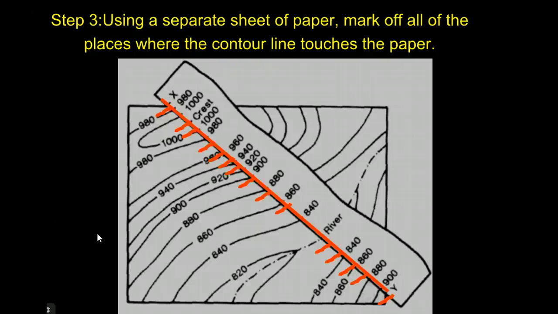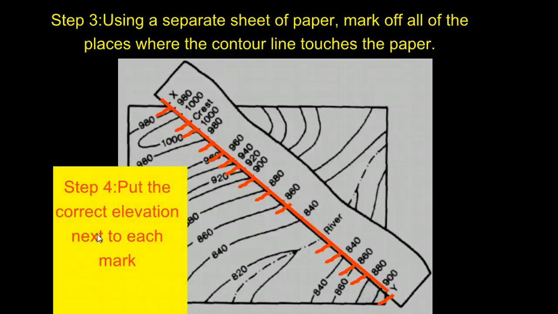Just like that. After you make those marks, you put the correct elevation next to each mark on your separate sheet of paper. And notice we do note the river and the hill. That's the elevation pointing at 900 just to show you how we drew it in.